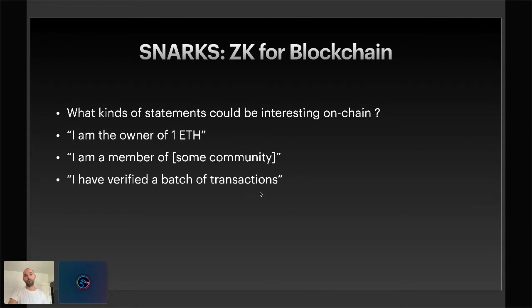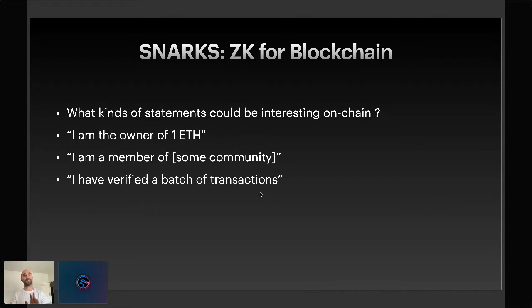Something like that. Or in a rather different direction, you might want to prove a statement like, I have verified a batch of transactions. So that statement is sort of the first step on the road towards ZK rollups, right? Where instead of having the chain verify a bunch of transactions, some party verifies those transactions off chain, produces a ZK SNARK proof that they did the verification honestly and successfully, and then just puts that proof on chain, right? So that the chain is now verifying proofs instead of verifying transactions. That's a super simplified version of ZK rollups, right?